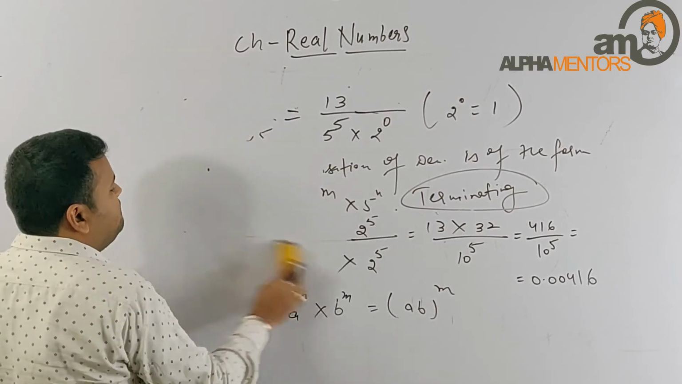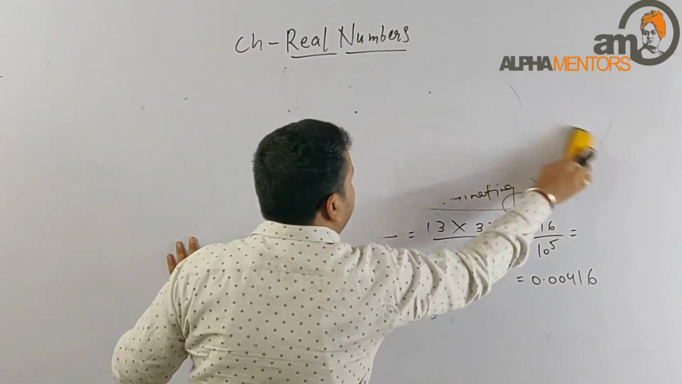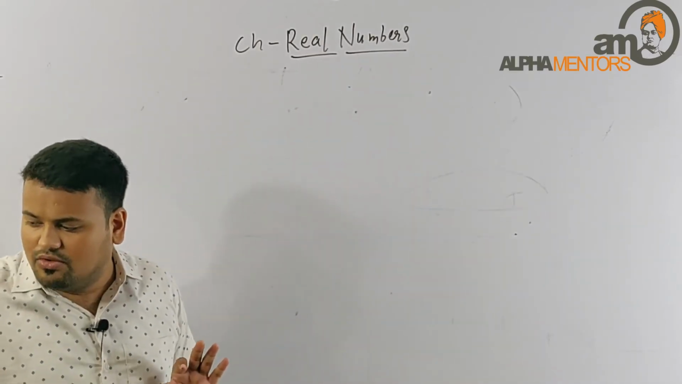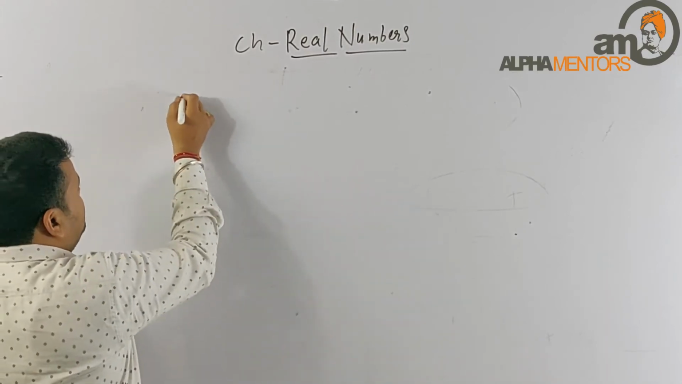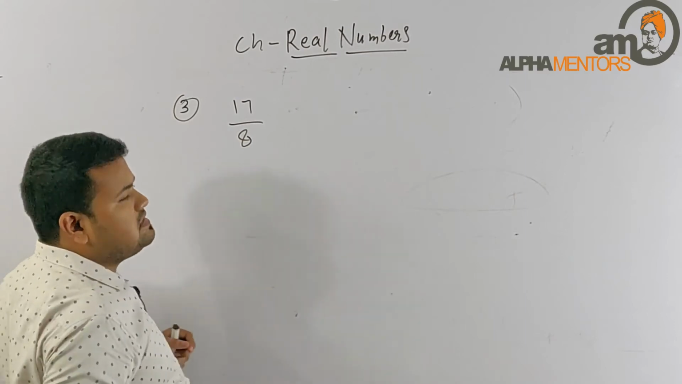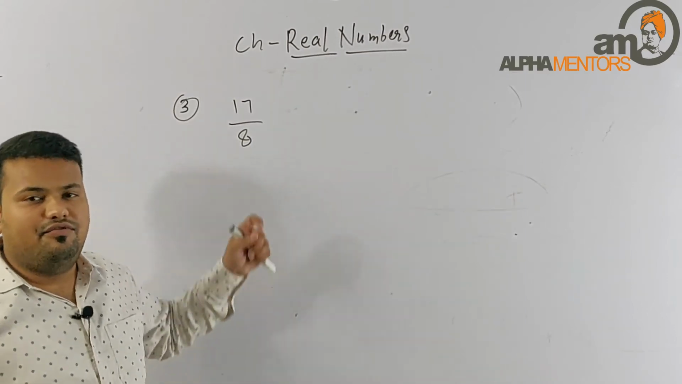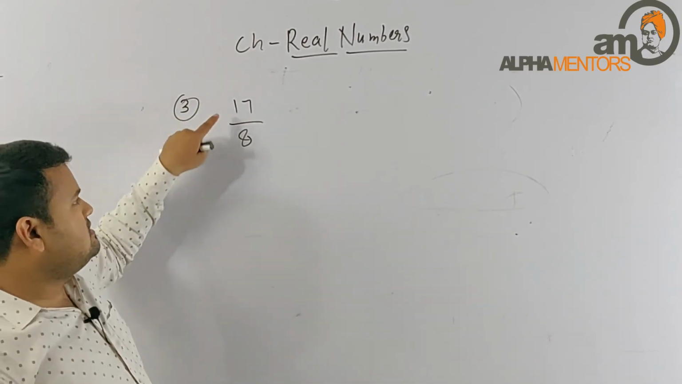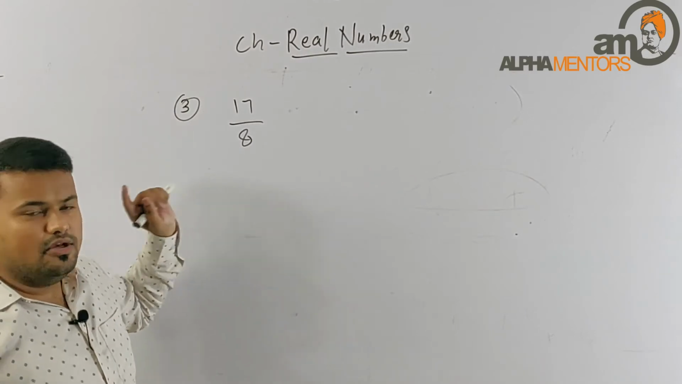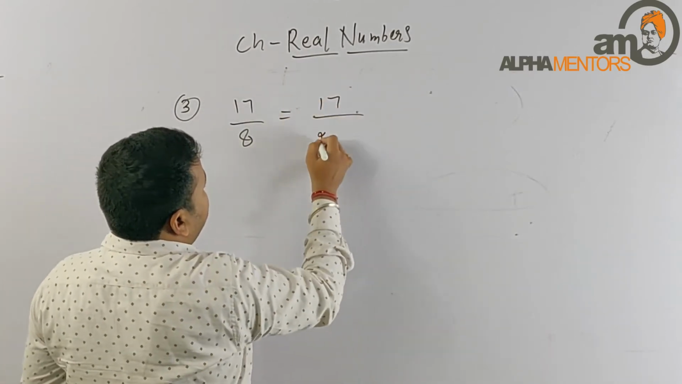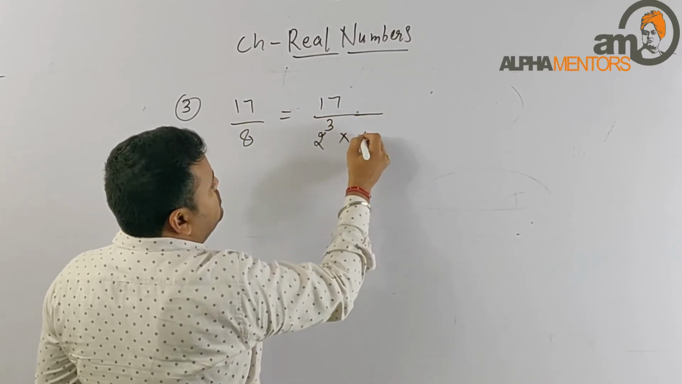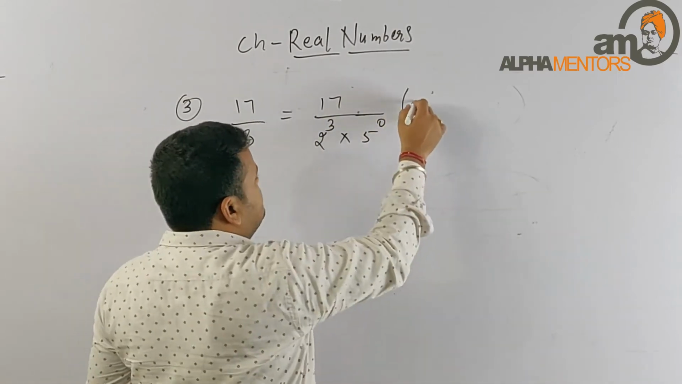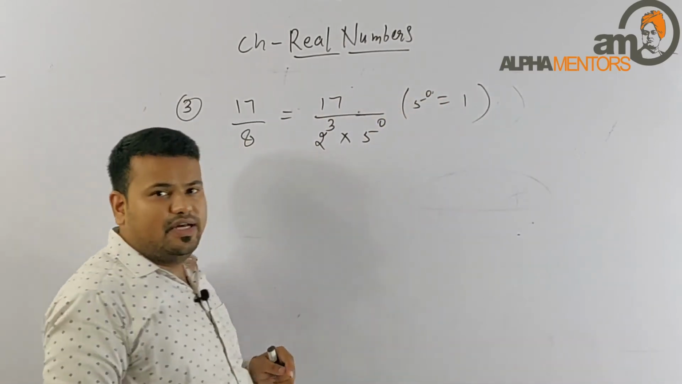Let's take one more example for this condition, of how to get a terminating decimal expansion without performing the division. One more question based on this. Let's take the number 17 upon 8. Again, first check whether 17 and 8 are co-prime or not. Yes, 17 and 8 are co-prime. Then perform the prime factorization of the denominator, that is 2 to the power 3, and we can write 5 to the power 0, the reason being the same: 5 to the exponent 0 is 1.